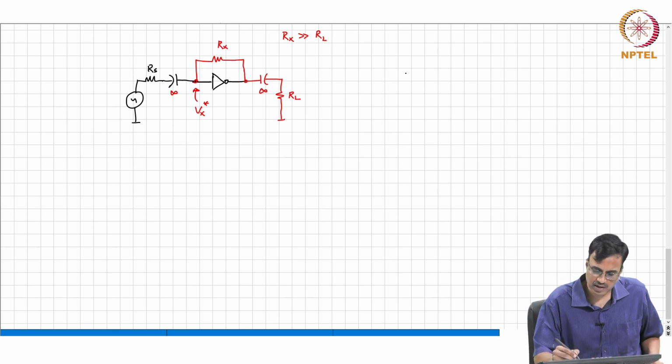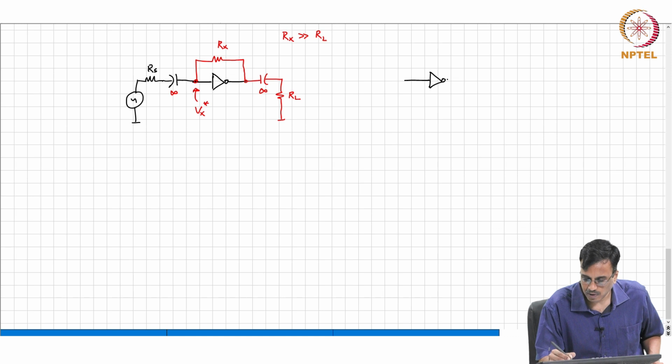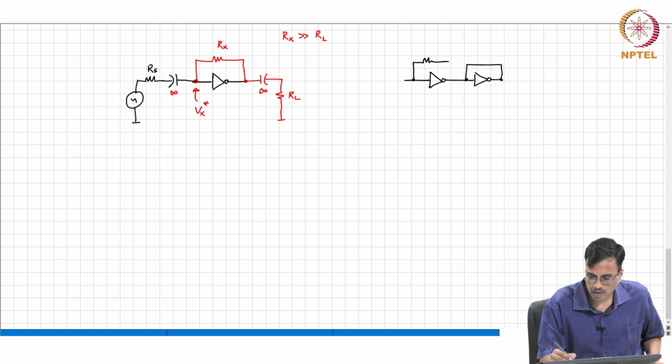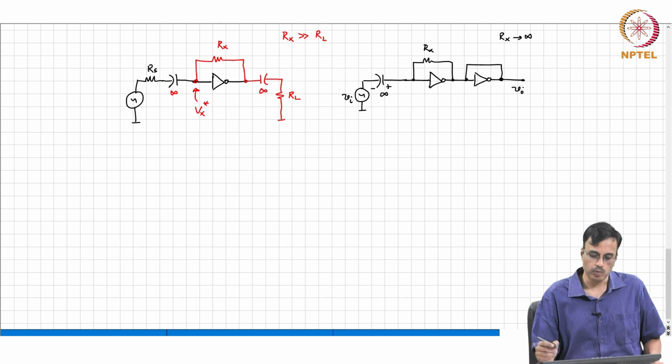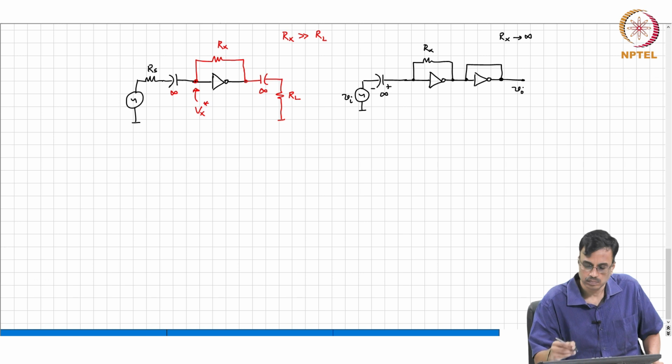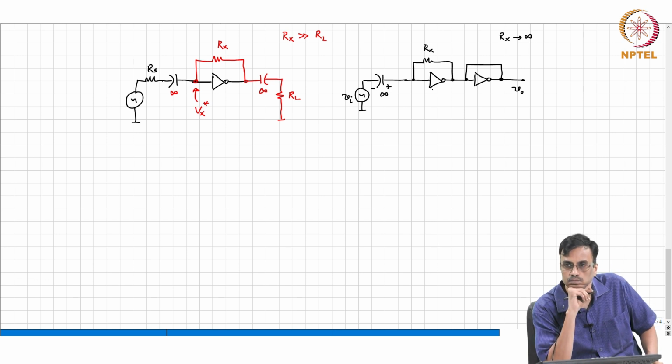But there are so many interesting things you can do with CMOS inverters. For example, let us assume this Rx is very large. Can somebody look at this and tell me what the incremental output voltage is? The second stage will get in parallel with the first stage. Two identical inverters are there, so the gain will increase, it will double.